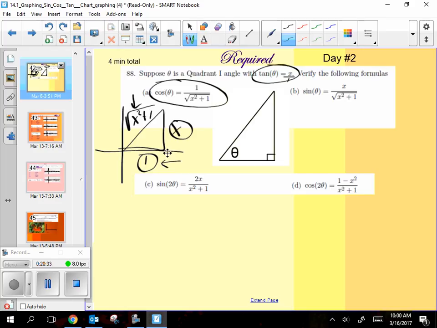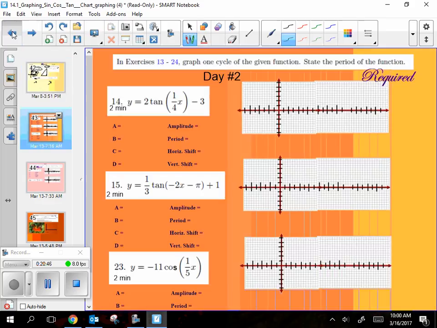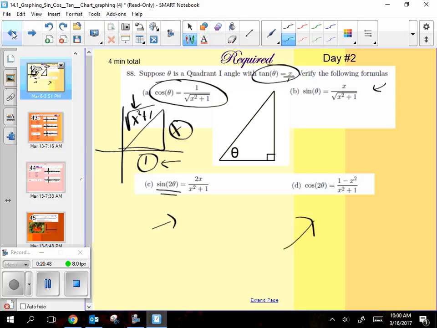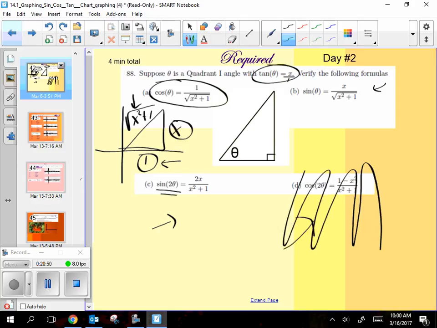All right? So now you can verify that this works, and this, and again, you'll need something off your sheet to do this, sine of 2 theta. All right. As far as cutting down your homework goes, let's just remove this one. Don't have to do part D.